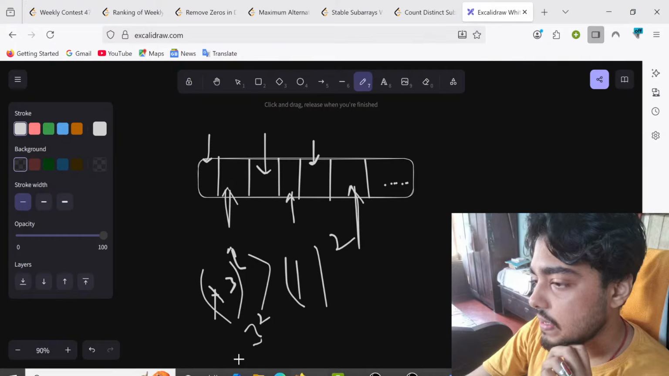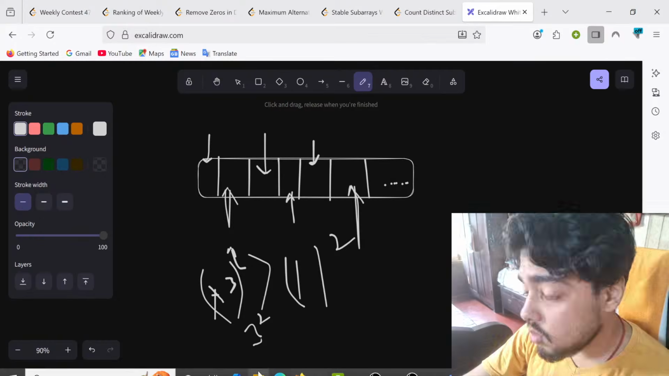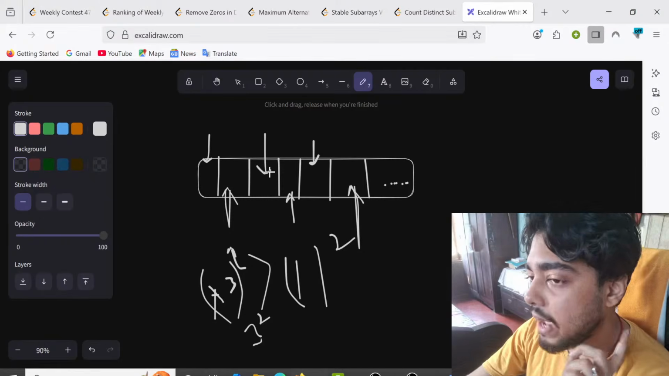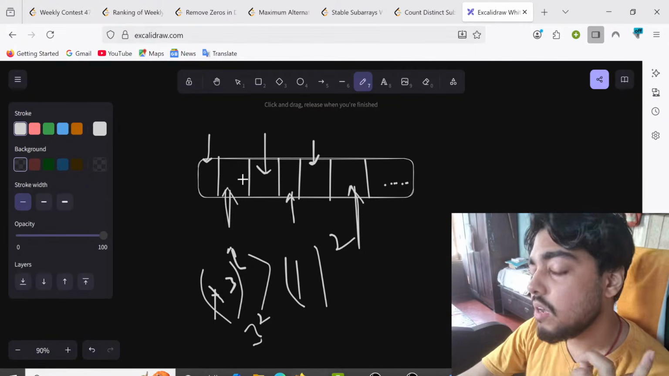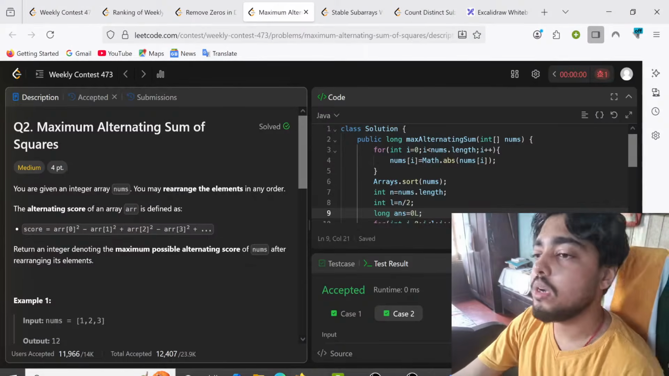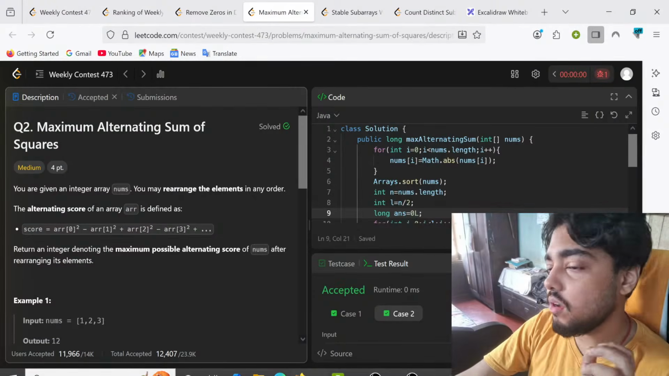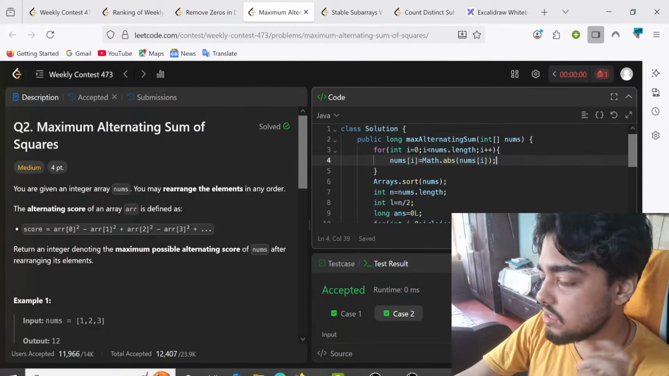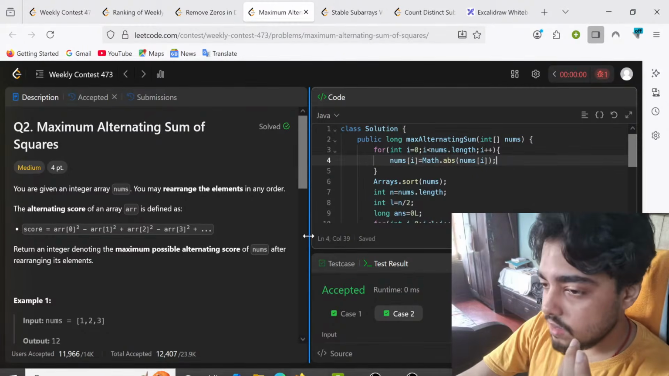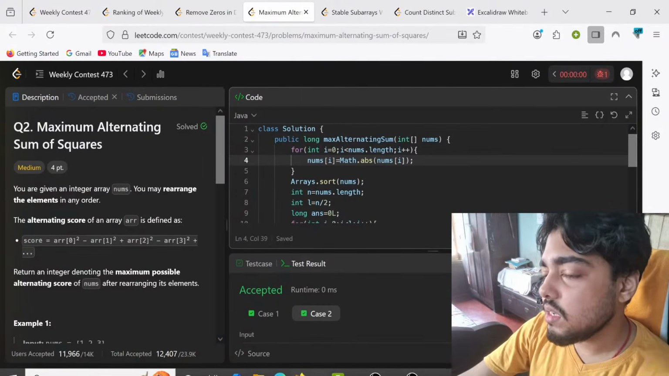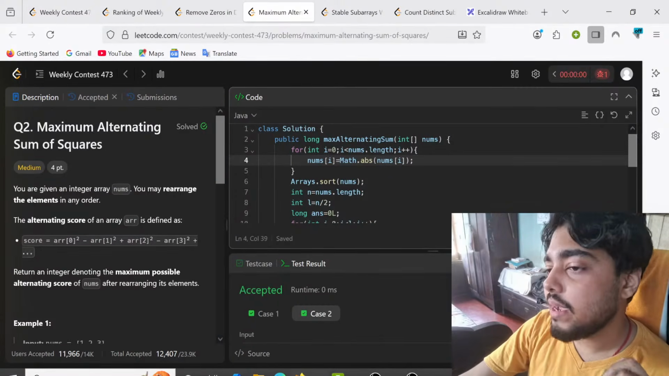Clear? So since this is a greedy method, whichever is going to be added, we have to put the maximum over there. Whichever needs to be subtracted, we have to put the minimum over there. So first of all, we can convert all the elements to their absolute values, because the negative sign doesn't matter much for us. Then we can sort it.